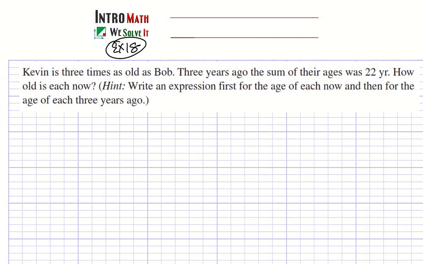All right. Okay, so Kevin is 3 times as old as Bob. Now the problem has changed. You switch to something else. Kevin is 3 times as old as Bob. 3 years ago, the sum of their ages was 22 years, right? So they're kids. How old is each now? Hint: write an expression first for the age of each now, and then for the age of each 3 years ago. You see what that problem is saying?